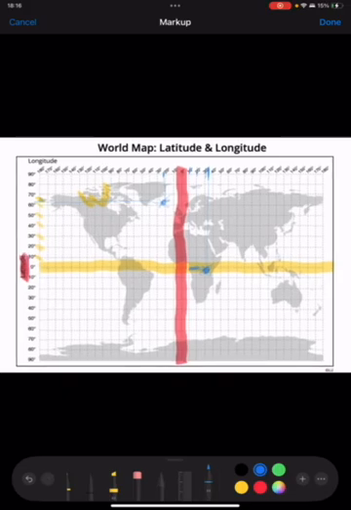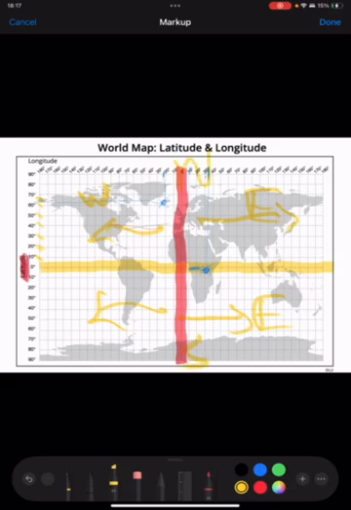So, remember, this is the western side of the prime meridian. Right here, west. And this is the east. And then we have the north and the south.